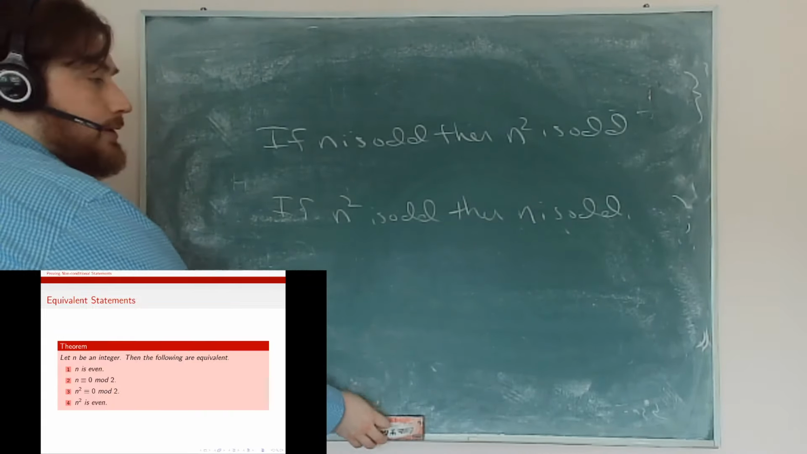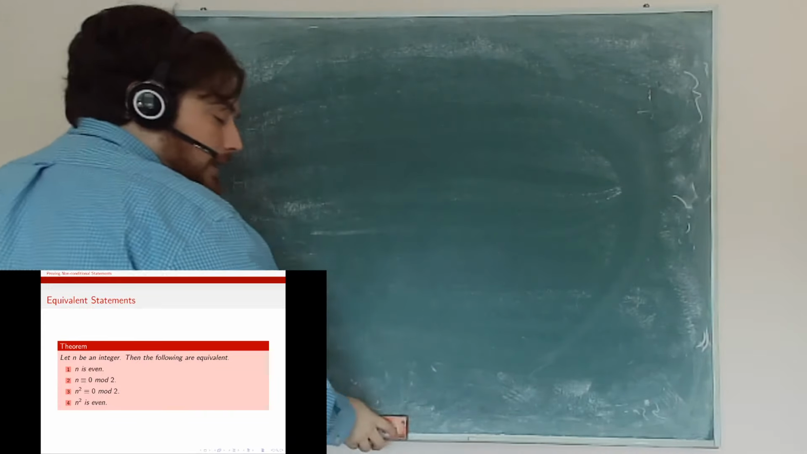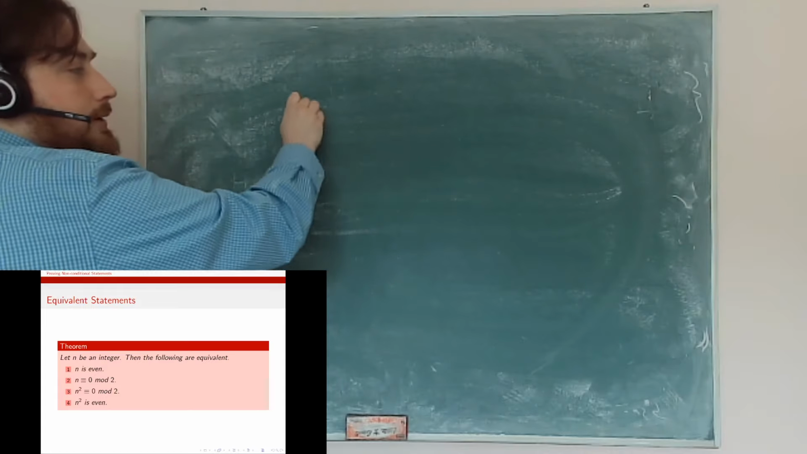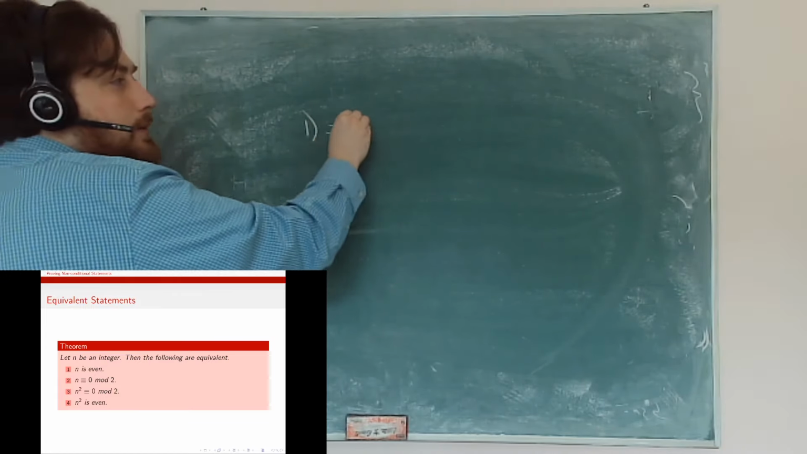Well, if I want to show that everything is equivalent, instead of working through every case where every pair is if and only if, what I could do is start with something, and I'll start with 1 and show 1 implies 2.